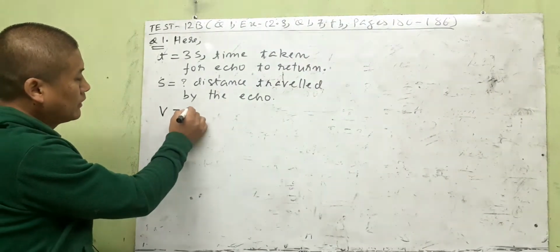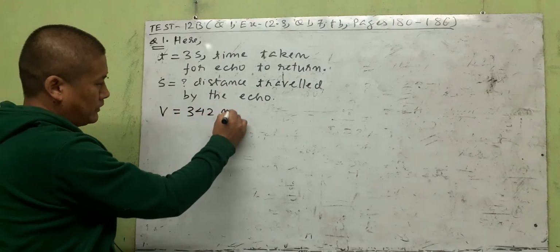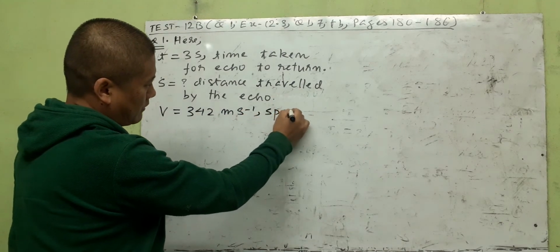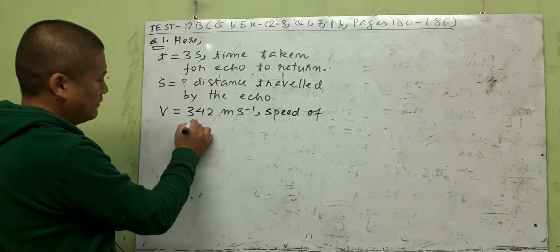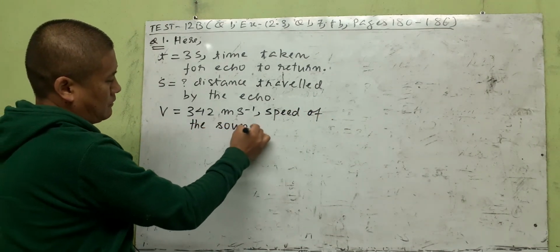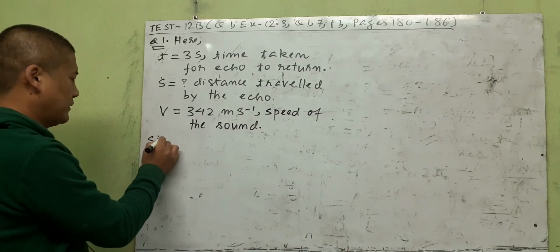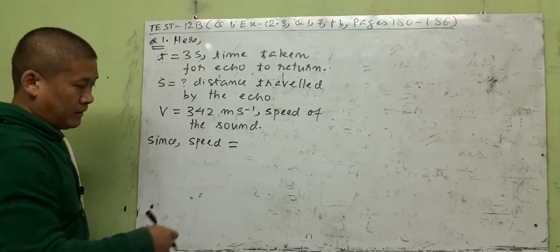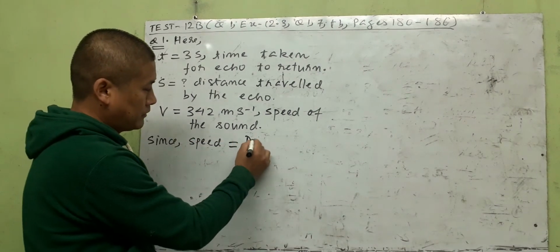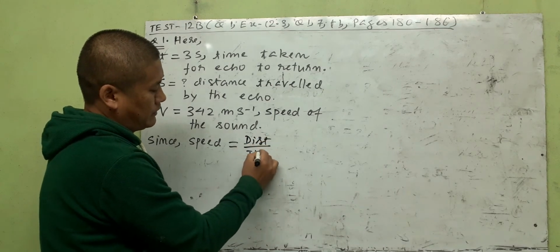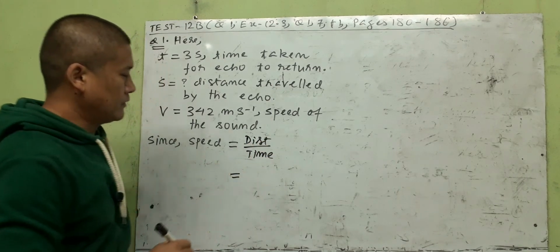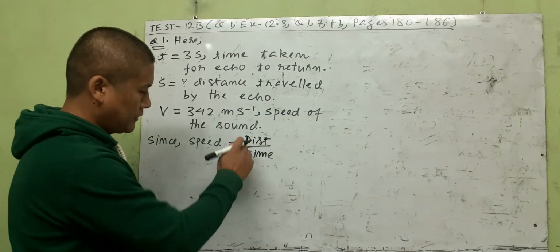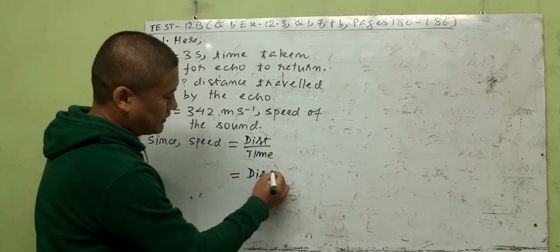So we're writing V is equal to 342 meter per second, which is the speed of the sound. Just write like that. Now the basic formula for speed, we all know this, which is very easy, so just write it in the basic form. Speed is equal to distance divided by time. Since we are interested in finding the distance, let us find the answer first in terms of distance.